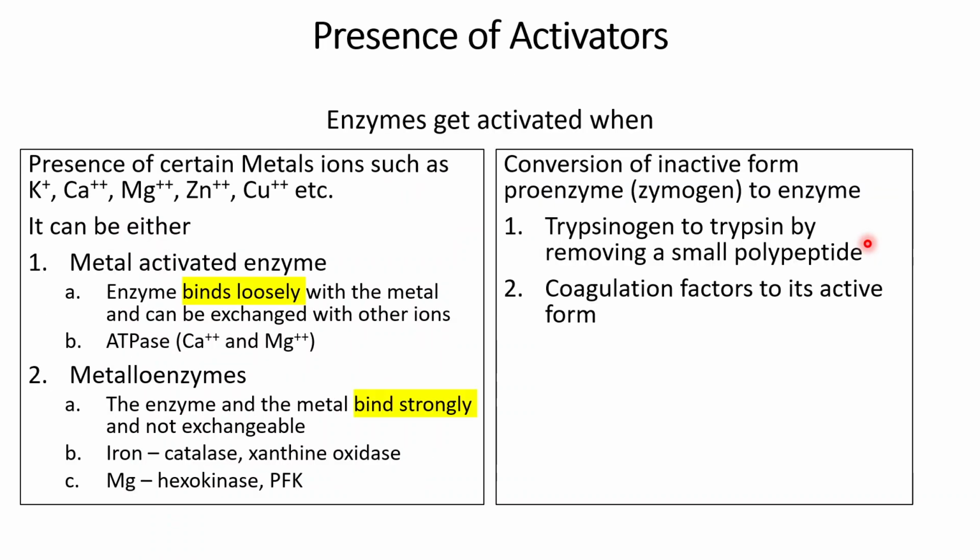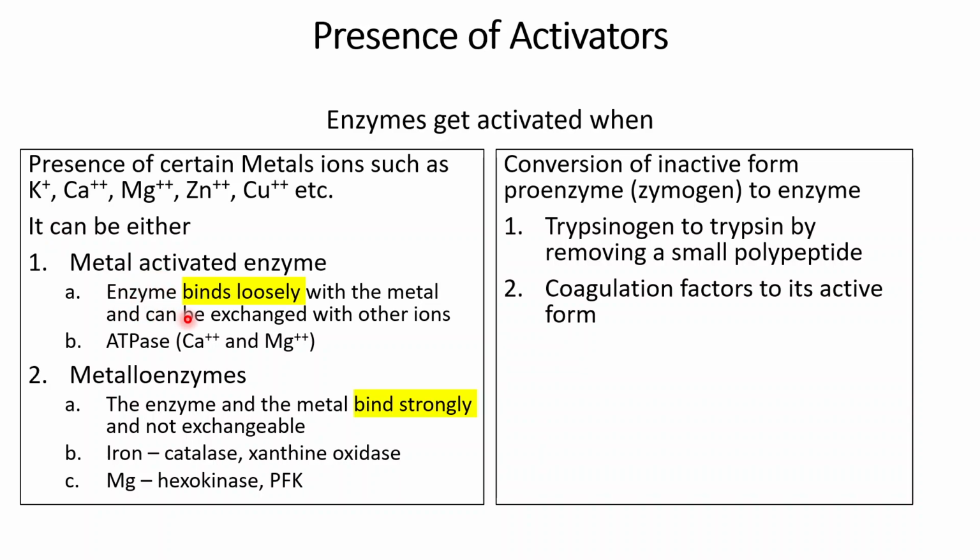Next factor is presence of activators. Now, when will enzymes get activated? They get activated in the presence of metals. Certain metals like potassium, calcium, magnesium, zinc, copper, etc., can activate enzymes. Now how do they activate enzymes? These metals can activate by binding with the enzyme. This is the metal activated enzyme.